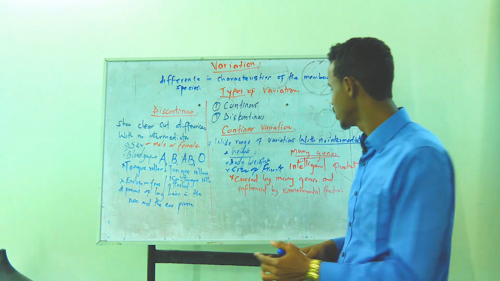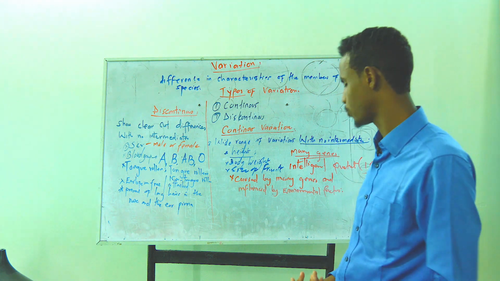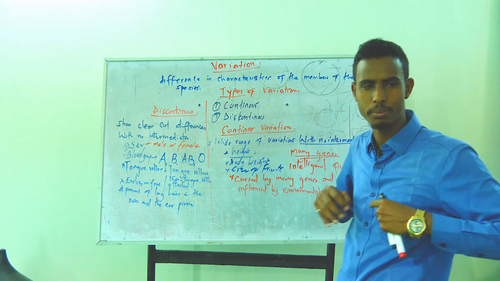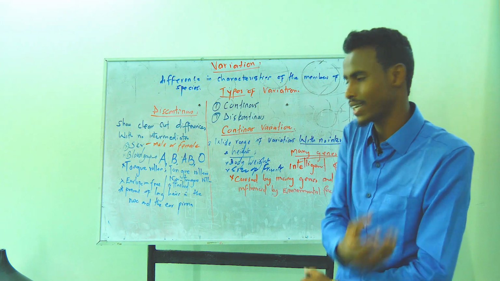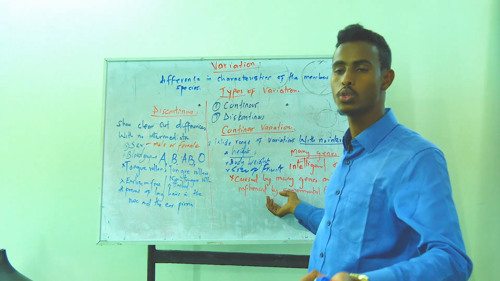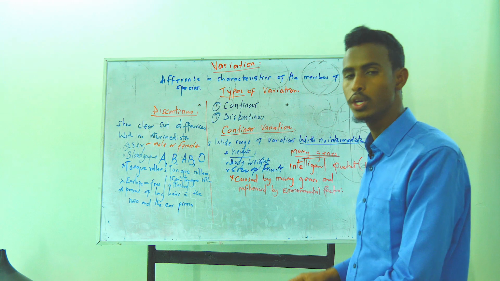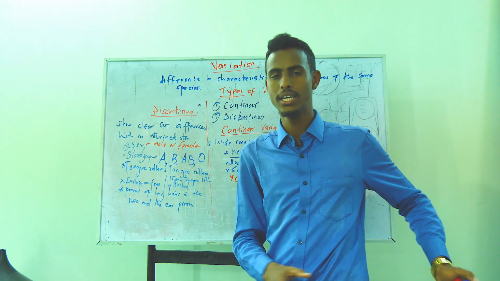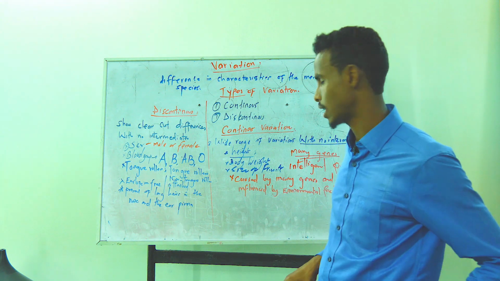continuous variation? Continuous variation is basically caused by many genes. Again, very important point: they are caused by many genes, but the external expression of these genes is influenced by the environmental factors. And we explained the case where two identical twins are subjected to different diets, and therefore we have seen differences in their weight, where one has more weight and the other has less weight as compared to the other one, yet they have the same genotype.